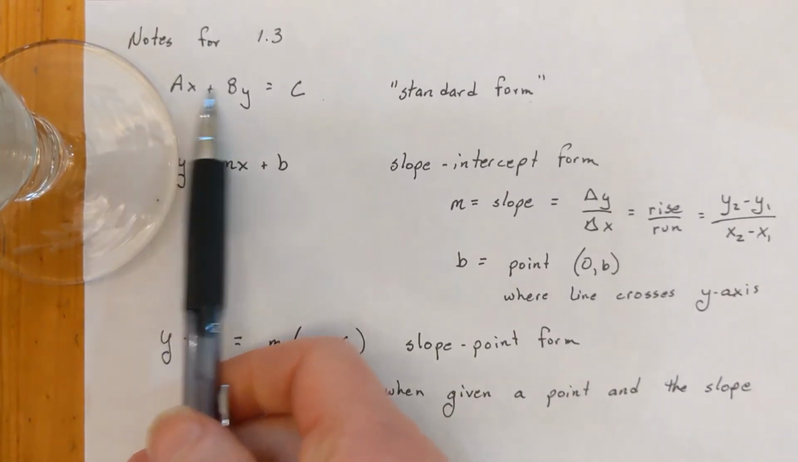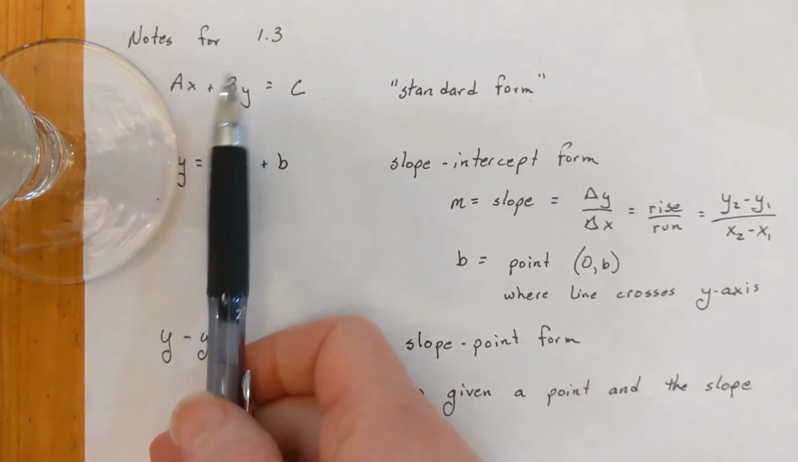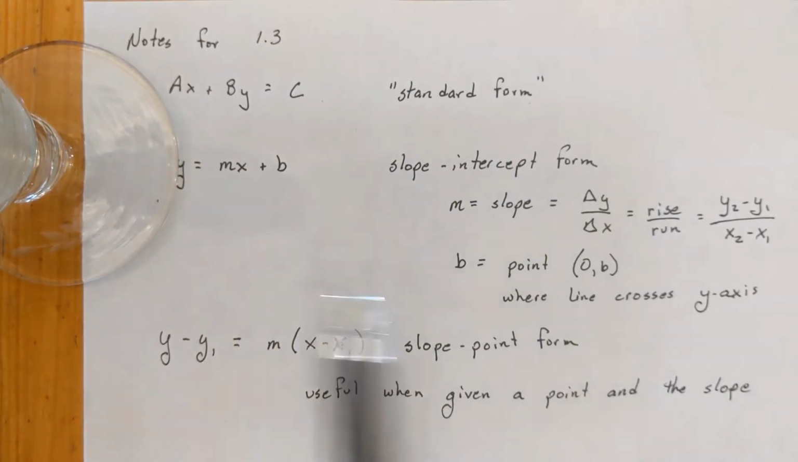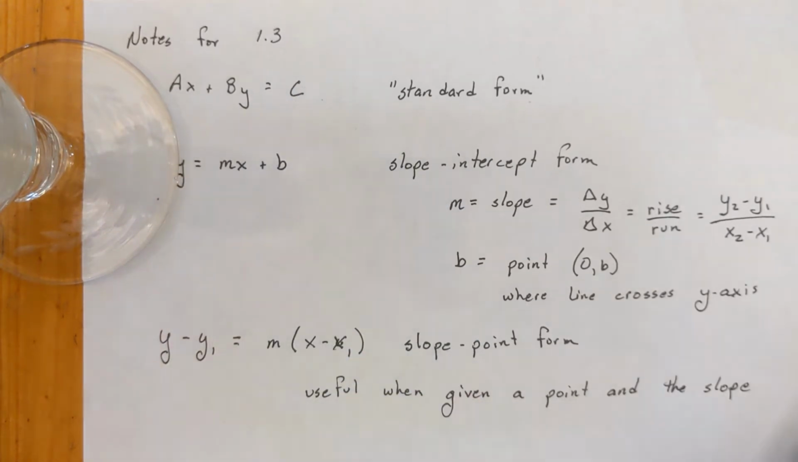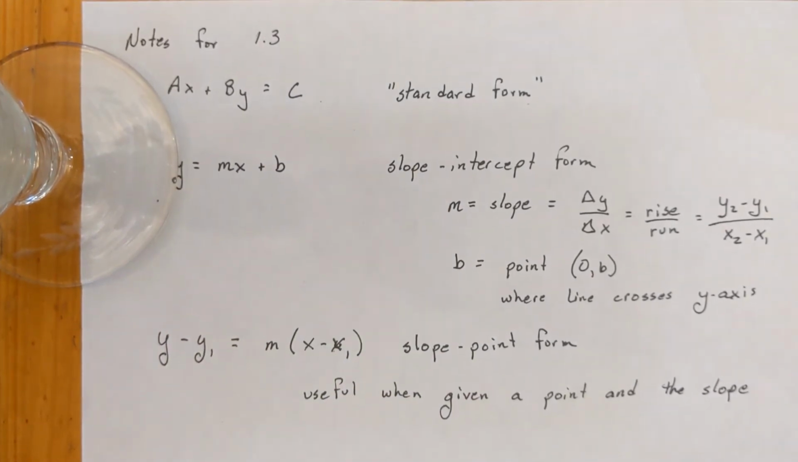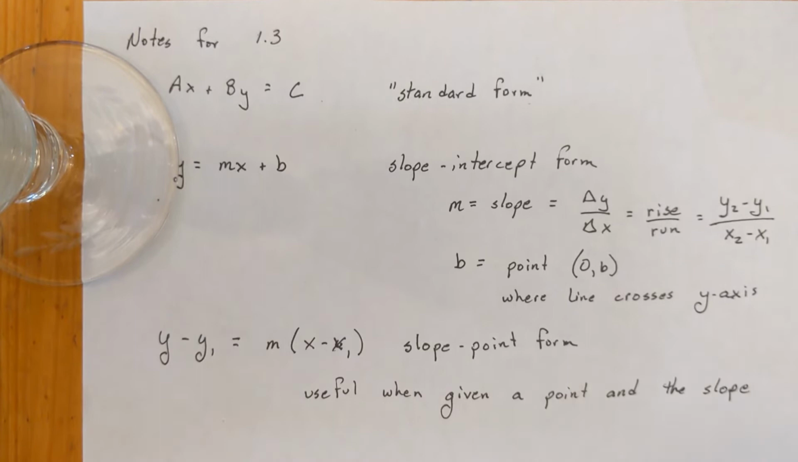But sometimes this is general form, where we've got the variables on one side, constant on the other. Capital letters usually indicate whole or integer numbers. They could be positive or negative.